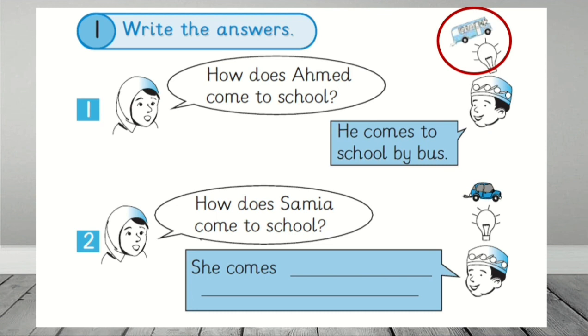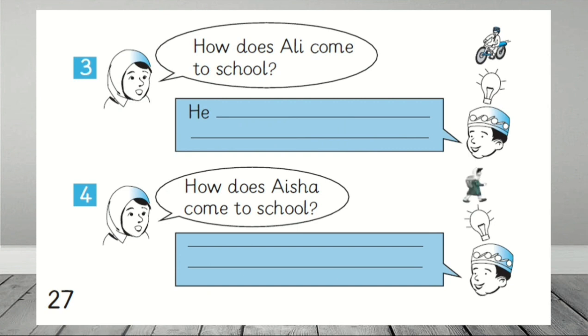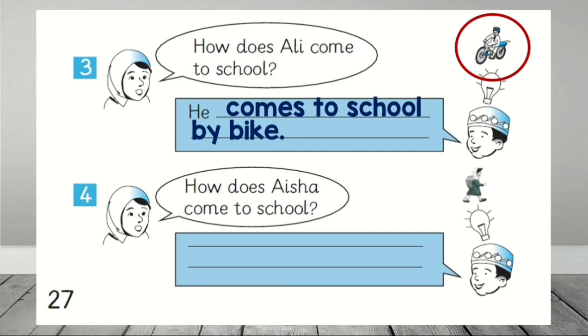Look at number two. How does Samia come to school? Now look at the picture. A car, very good. So we're right. She comes to school by car. Now look at number three. How does Ali come to school? Look at the picture. A bike, very good. So we're right. He comes to school by bike.